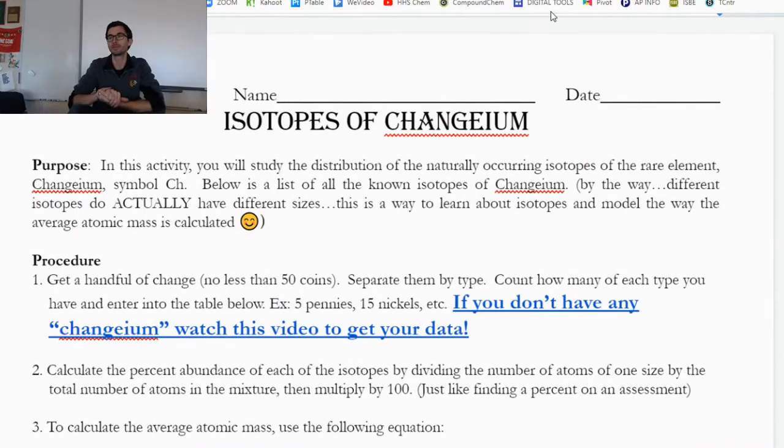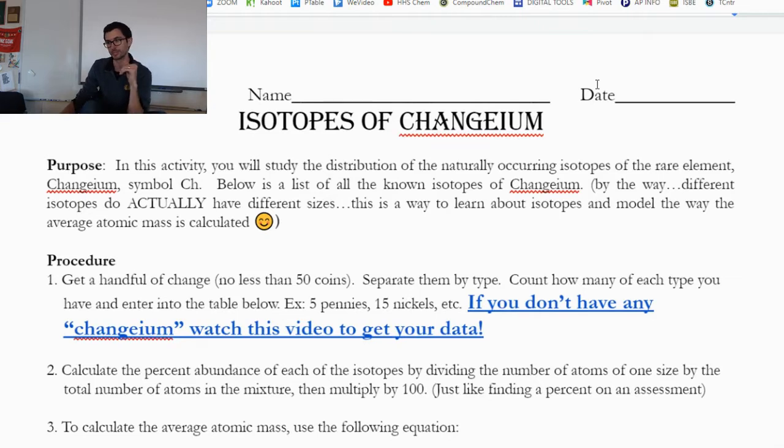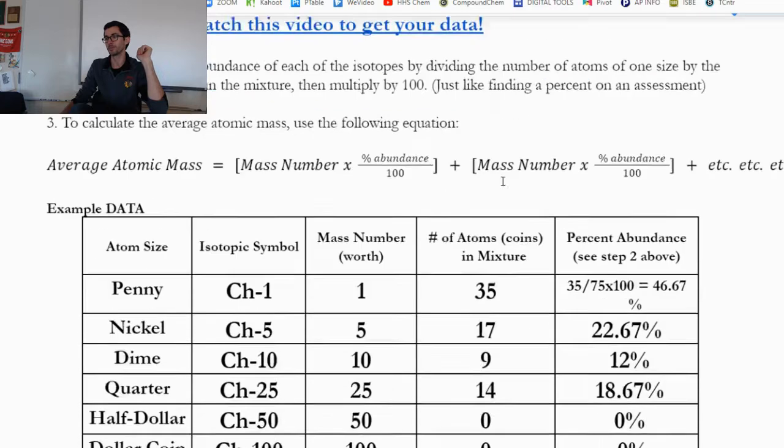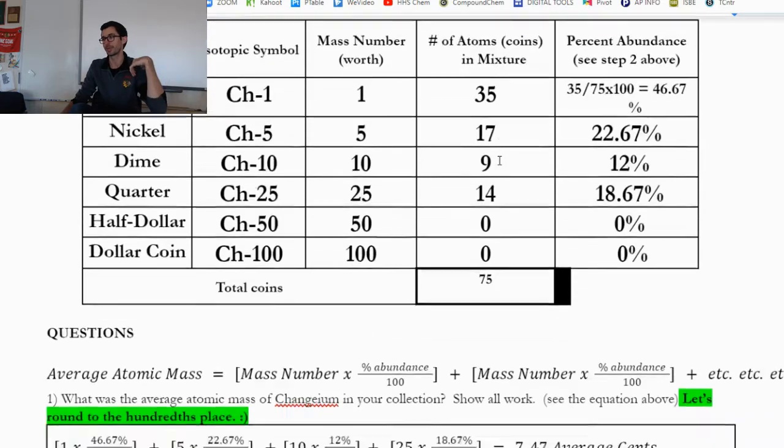Hey everybody. All right, so I'm not here today, obviously. So what we're looking at is going to be a very quick video on just some isotope information. We're just working on finishing the Changeium activity, and that's pretty much it. So all I've got today is I want to go over one of those isotope kinds of questions. I know last week we already went over the whole money thing, okay?